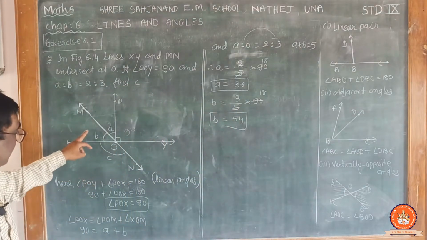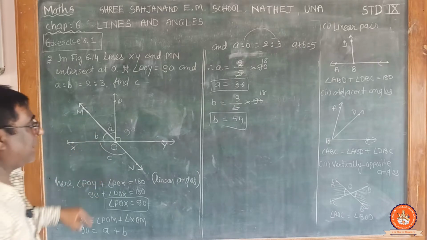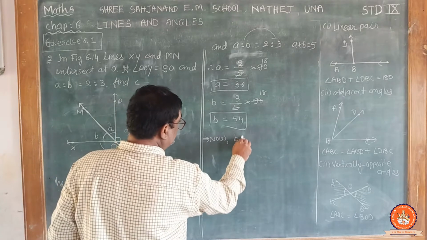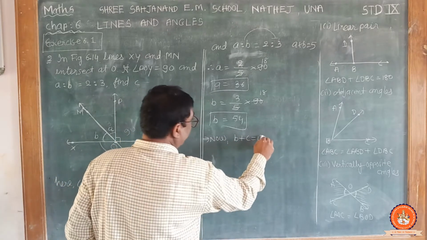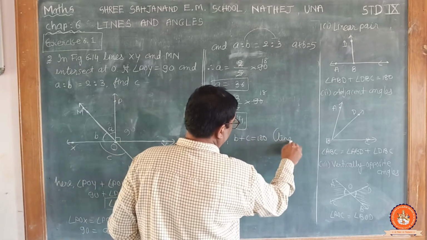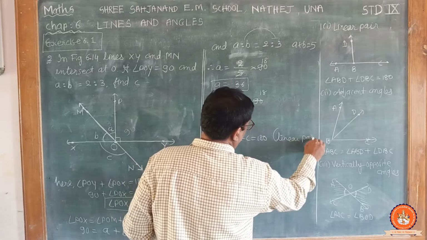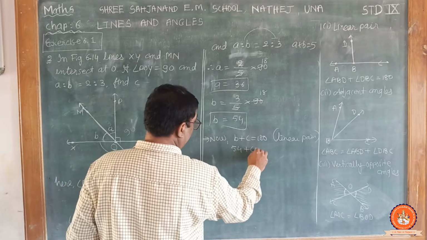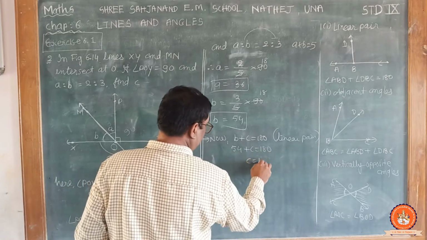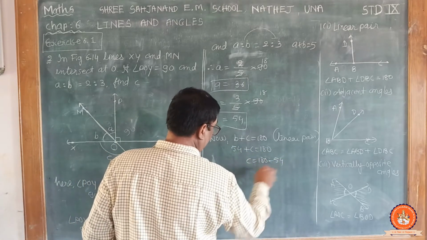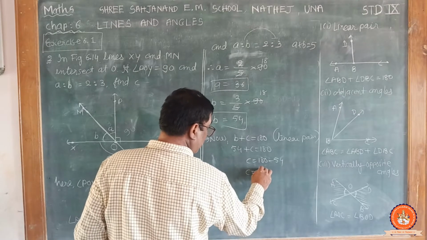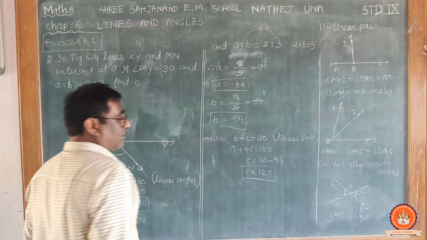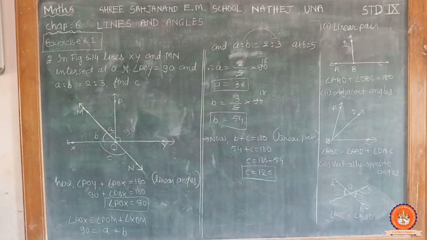Now my friends, B and C form a linear pair. Now B plus C is equal to 180, linear pair. Okay, so B is 54 plus C is equal to 180. So C is equal to 180 minus 54, that is C is equal to 126, is it? Okay my friends.